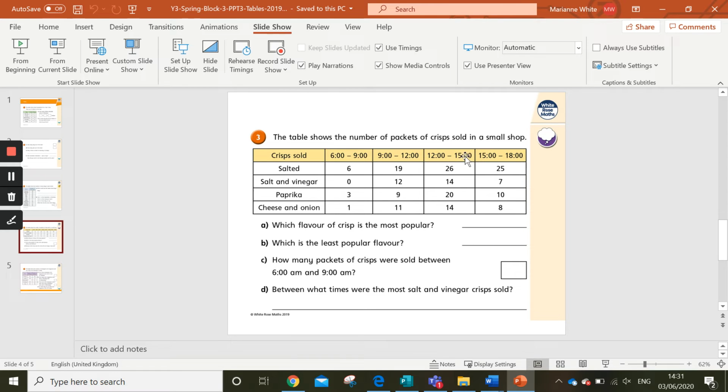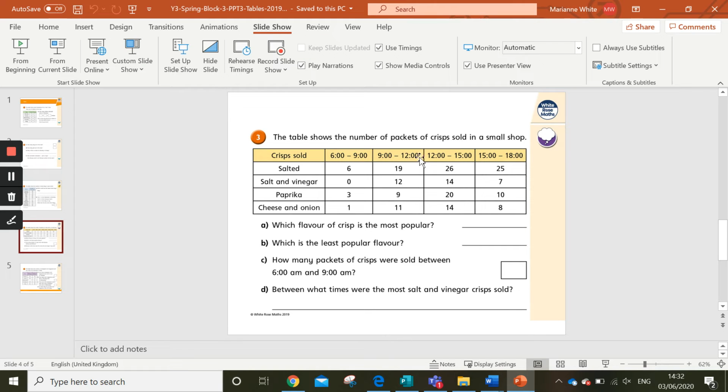15 also means 3, so 3 p.m. or 15 to 18, so 3 p.m. to 6 p.m. So question A, which flavour of crisp is the most popular? To discover the answer to this, you need to have a look at how many crisps were sold across the whole day to discover which was the most popular.